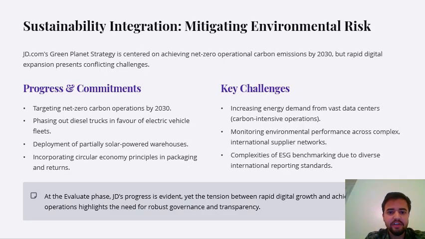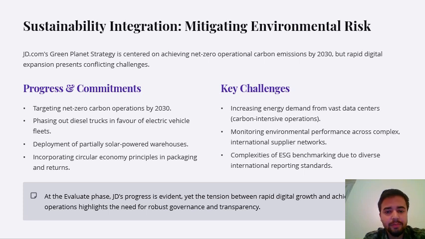Sustainability integration and risk management. JD.com views sustainability as both a risk mitigation and value creation mechanism. Its Green Planet strategy is committed to achieving net zero carbon operational emissions by 2030, incorporating renewable energy, low carbon fleets, and principles of a circular economy. It is now possible to find partially solar-operated warehouses, and diesel trucks are slowly being phased out in favor of electric vehicles.